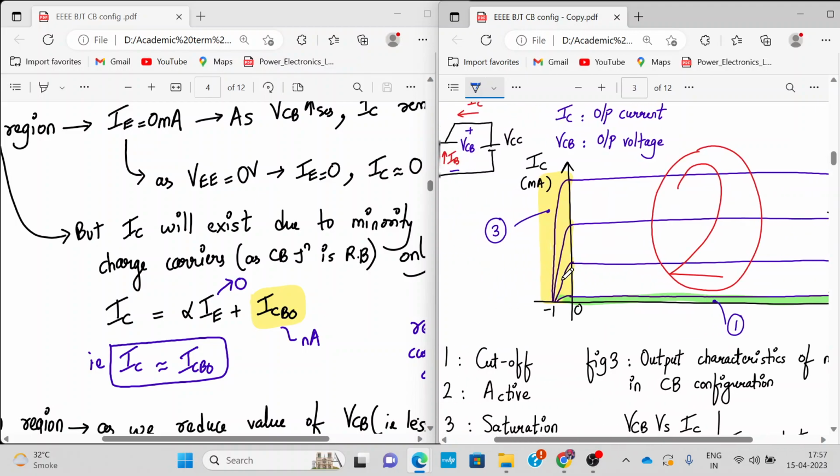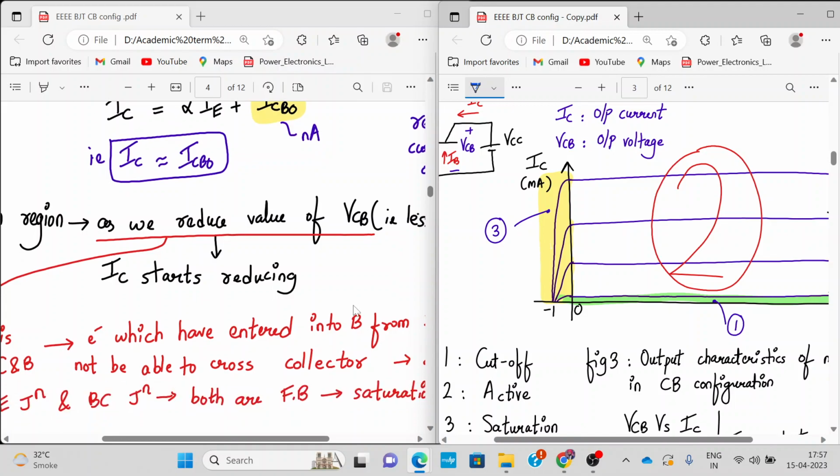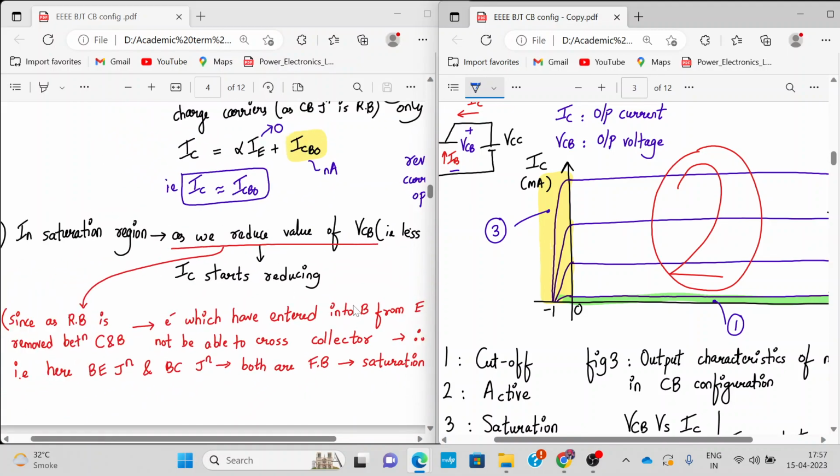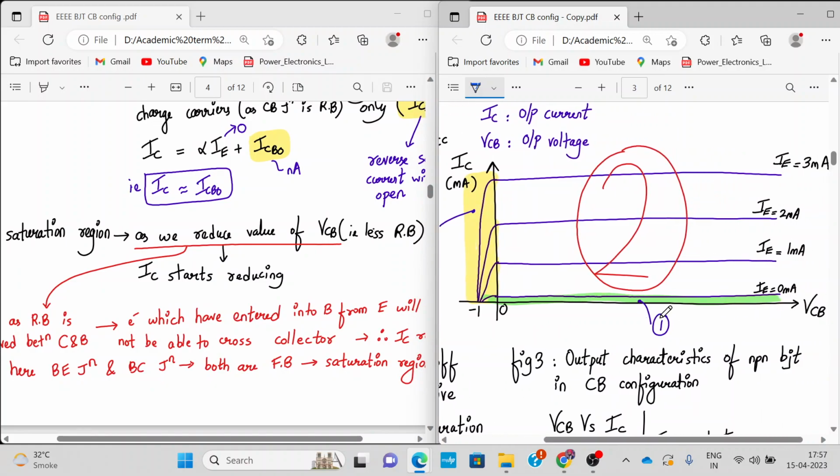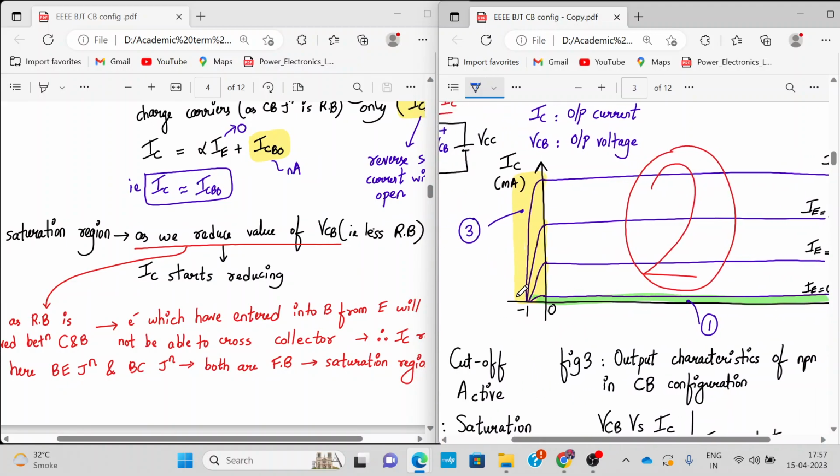Now let us see what happens in the saturation region, the yellow region of operation. Over here in the saturation region, the x-axis is VCB. As we reduce the value of VCB, we are making it less and less reverse biased. So here what do you see? IC starts to reduce drastically, and it's going to zero.